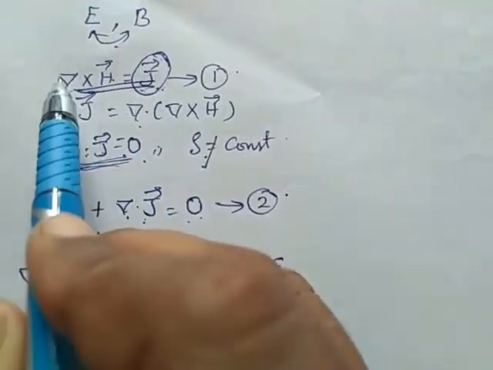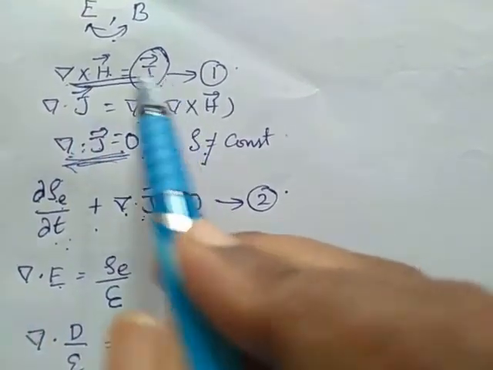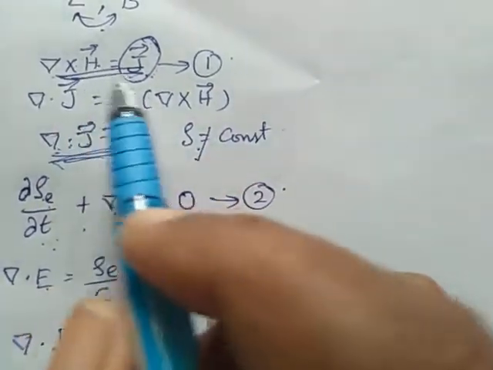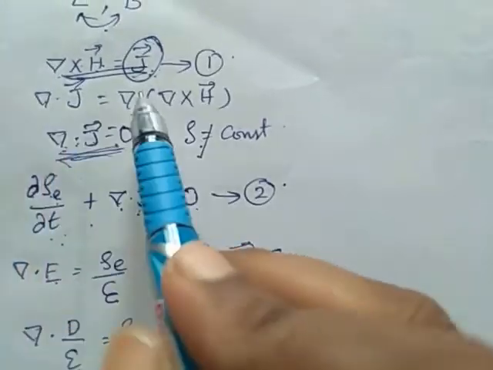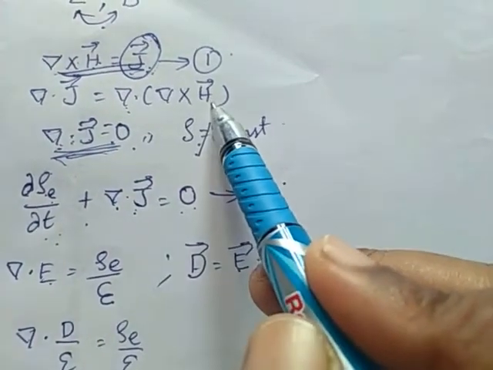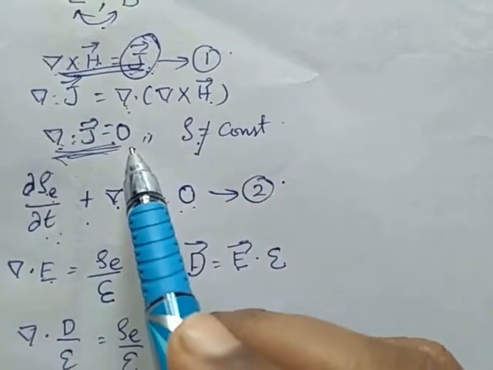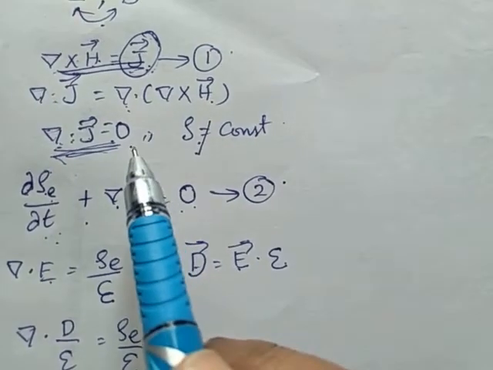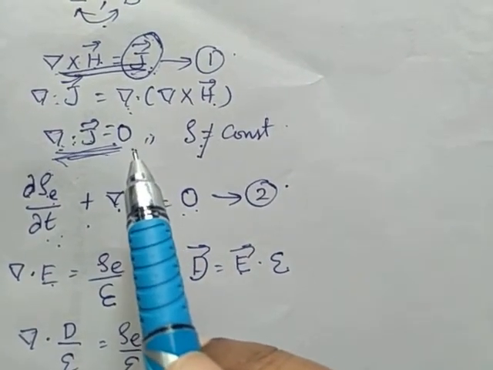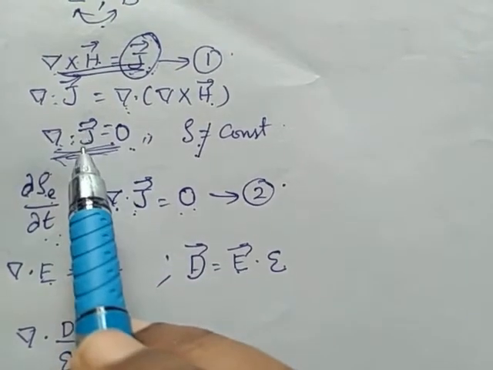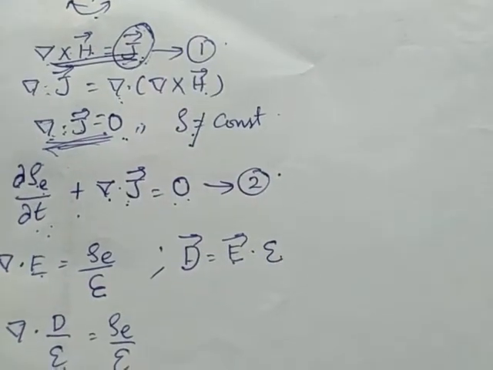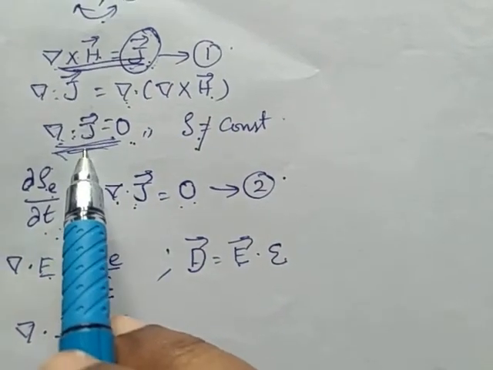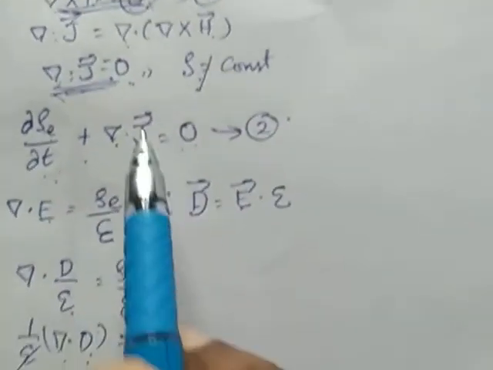Originally, Ampere's law is curl of H is equal to J. When we take divergence on both sides, divergence of curl of H is 0. Therefore, del dot J is equal to 0. Maxwell found that this law is true only when density is constant. When density is not constant, his experimental result is not matching with the mathematical expression. So he wanted to correct Ampere's law.